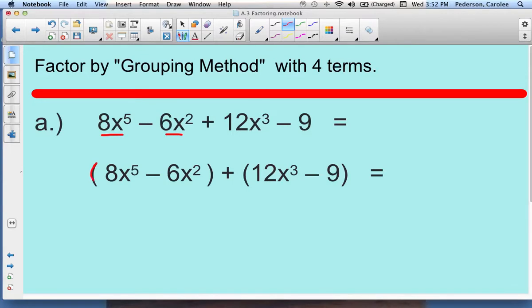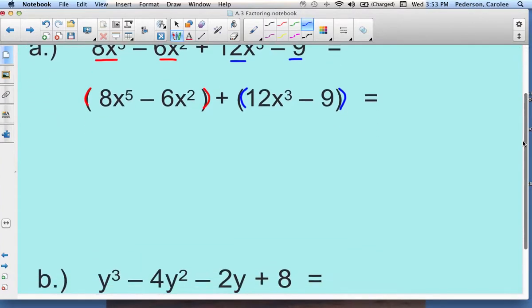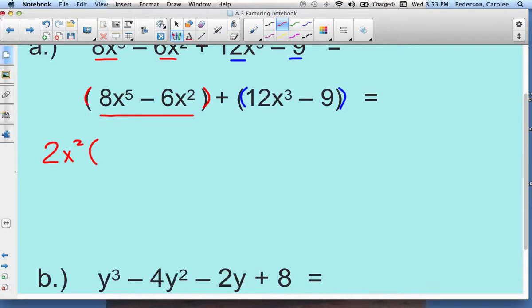as my first group, and then these 2 terms together as my second group. And what I'm going to do is do the GCF twice. So we're going to take out the GCF from this red group. So I'm going to take out a 2 and an x squared. What I'm left with when I divide both terms by 2x squared is 4x cubed minus 3.